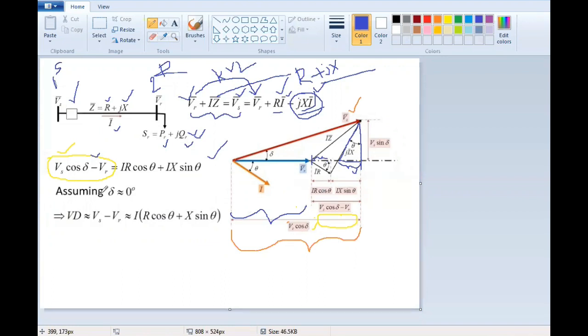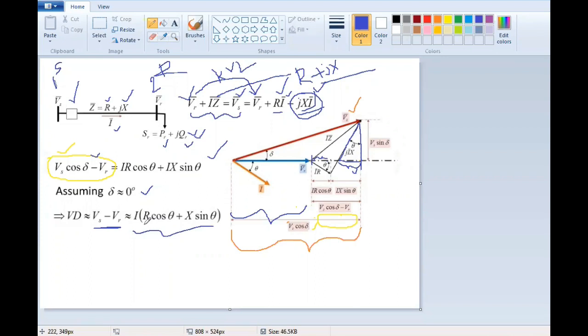Now this delta we are assuming to be approximately equal to 0. So between the receiving end voltage and the sending end voltage, we are assuming the angle as 0 degrees. Substituting here, cos 0 will be 1. Now we can write Vs minus Vr, the voltage drop, equal to I, taking it out, R cos theta plus X sin theta. So this is the voltage drop from this phasor diagram.